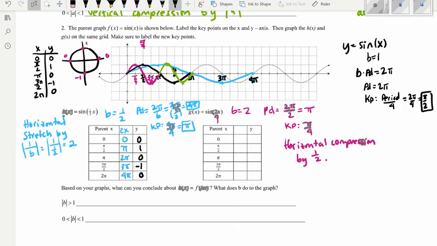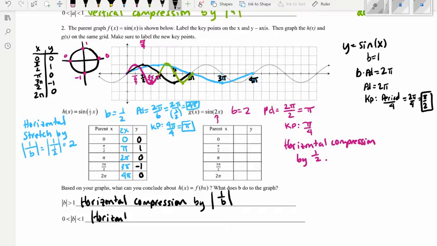So let's go ahead and write our conclusions here. When the absolute value of b is greater than 1, that's a horizontal compression by the absolute value of 1 over b. And when the value's in between 0 and 1, that's a horizontal stretch by the absolute value of 1 over b. And I didn't fill up the table in this other one, so let's go ahead and do that.